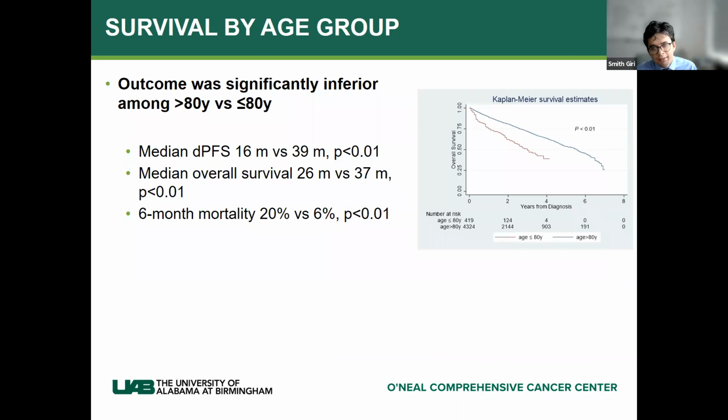In terms of survival, no surprise that we found that the outcomes, both in terms of derived progression-free survival as well as overall survival, were inferior in patients over the age of 80 years. What was also interesting was the 6-month mortality rate was very high, up to 20% in the older age group versus 6%, which was statistically significant.